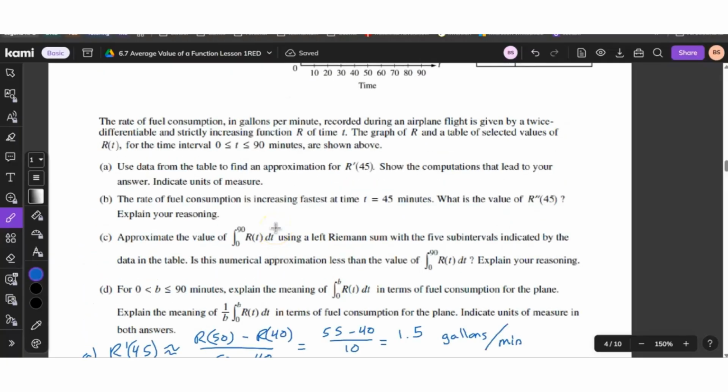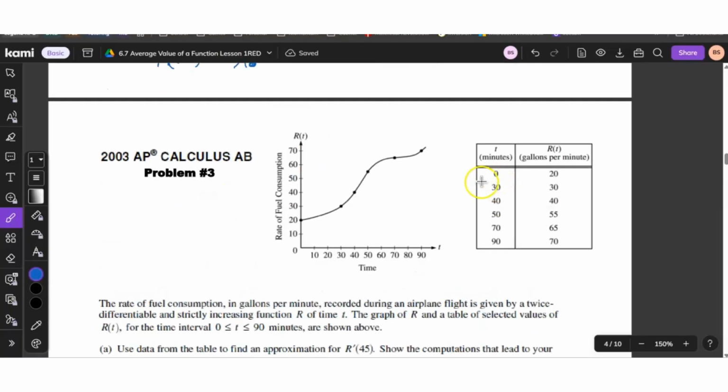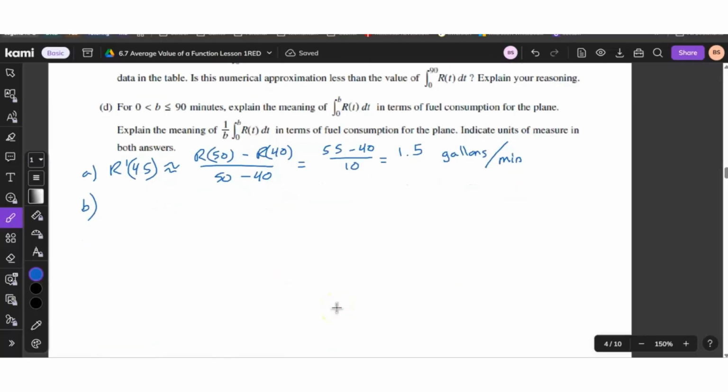All right. The rate of fuel consumption is increasing fastest at time t equals 45. What is the value of r double prime of 45? Explain your reasoning. Okay, so we're saying that it is increasing fastest at t equals 45, which kind of makes sense if we look here, right? If we're thinking about slopes, that's when you would have the steepest slope, right? So that does make sense.